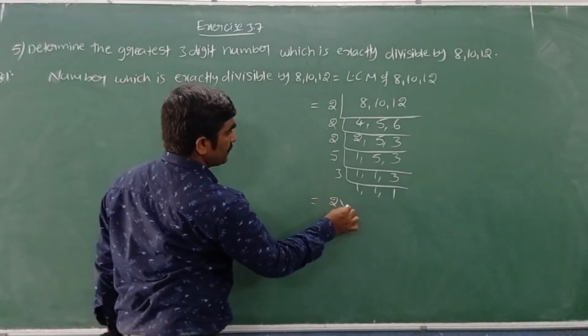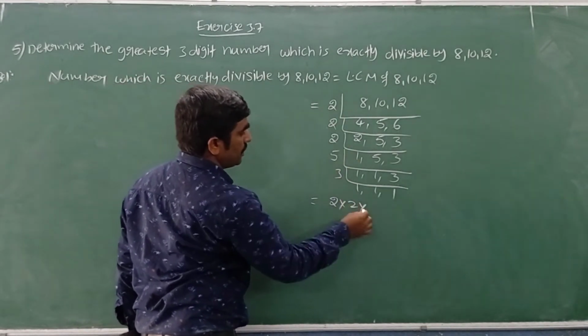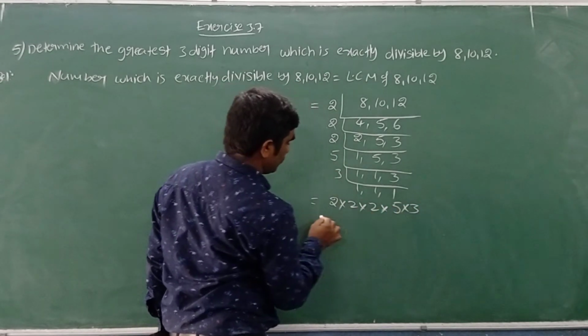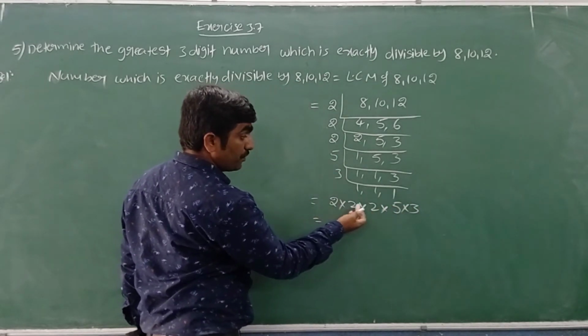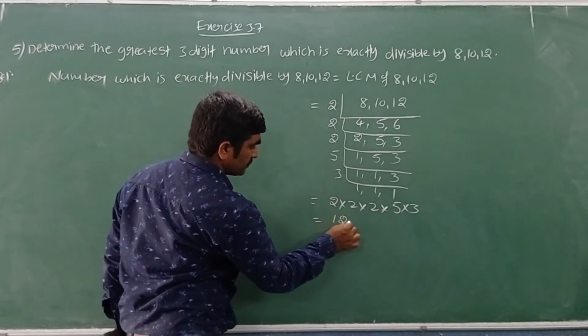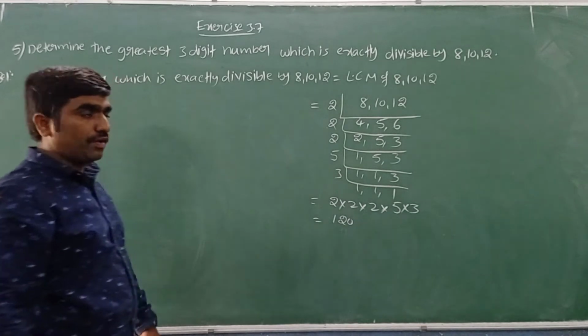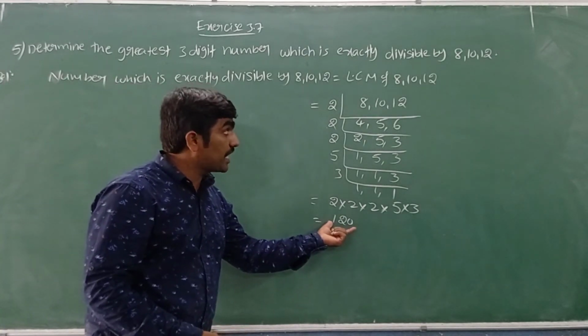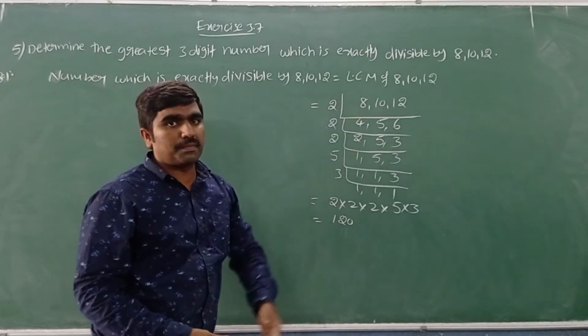2 into, yes, 2 into how many times? 3 times. Into 5 into 3. 5 into 3 is equal to 2 2 is 4, 4 2 is 8, 8 5 is 40, 40 3 is 120. 120 is the 3-digit number which is exactly divisible by given three numbers.